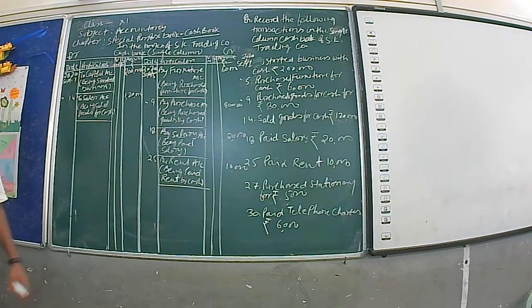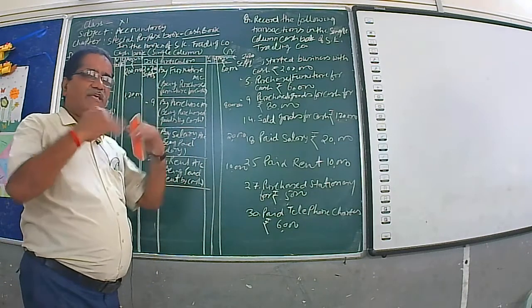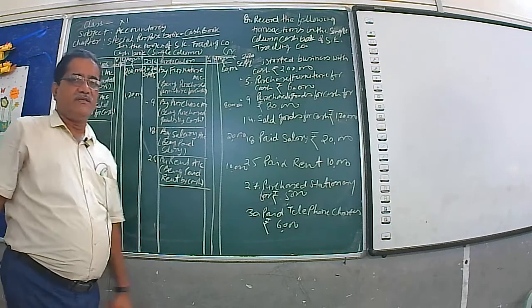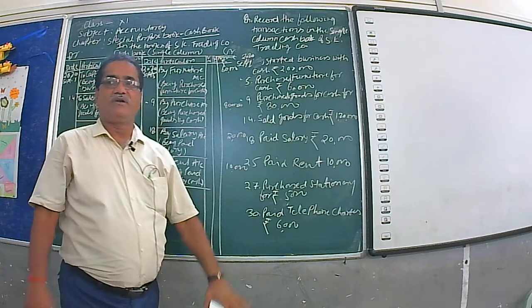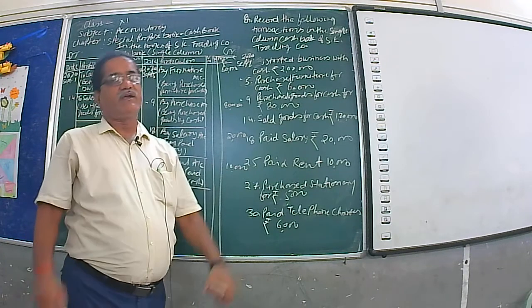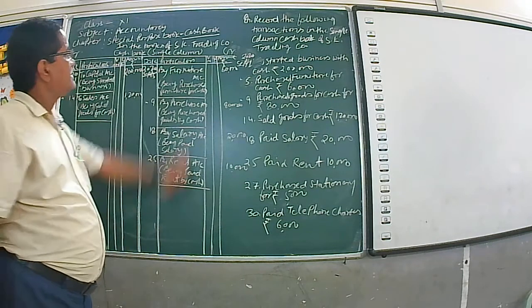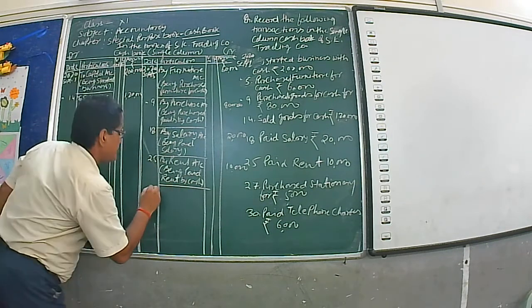Purchase stationery for rupees 5,000 means in this case money is going out, our business is paying the amount for purchasing the stationery. For this one, the journal entry will be stationery account debit to cash, and it is a payment made by the business. That's why it is noted in the credit side of the cash book. The date is 27.